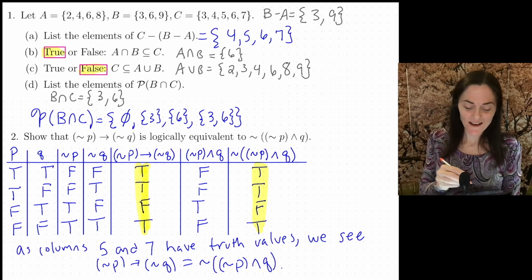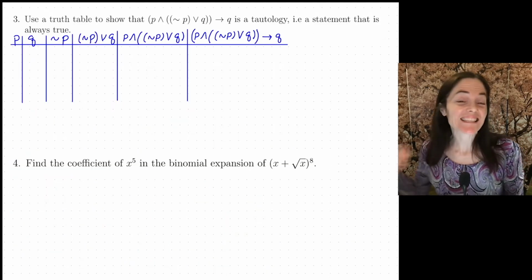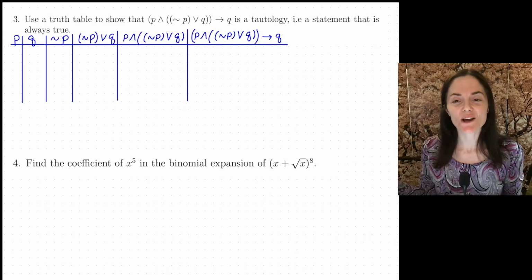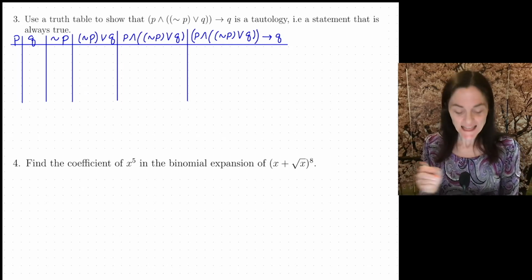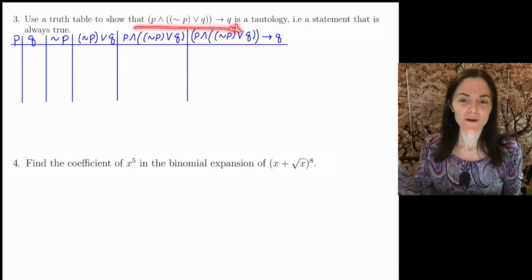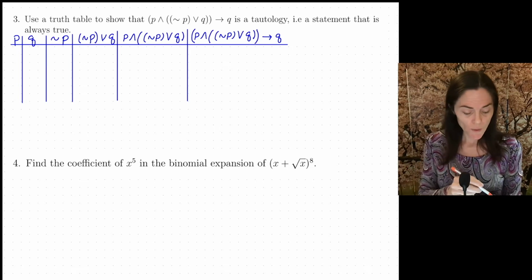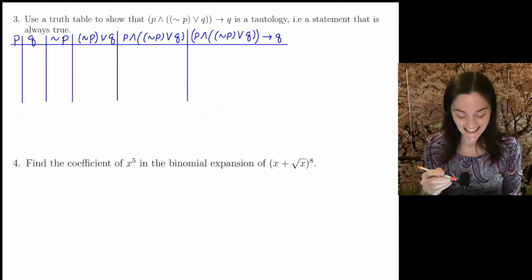And this is the end of number 2. Number 3, it's another truth table. We want to show that this compound proposition is a tautology. Tautology, well, it even says in the problem, this means a statement is always true. So I have put all of the columns that we need already.